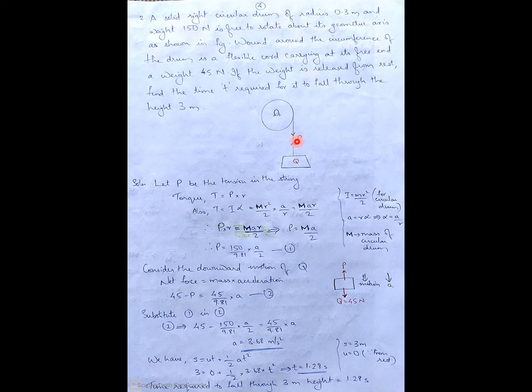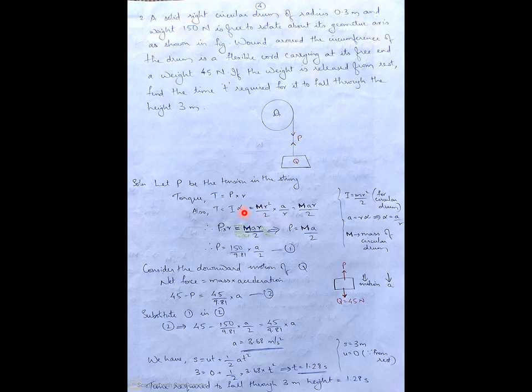Let P be the tension in the string. Initially, we will calculate the torque. So it is this tension P into radius, so it is P into R. Then also torque is given by I into alpha, where I is the mass moment of inertia. Here in the question, it is given as a right circular drum. So for a right circular drum, moment of inertia is M r square by 2. This M is capital M, so it is M r square by 2.